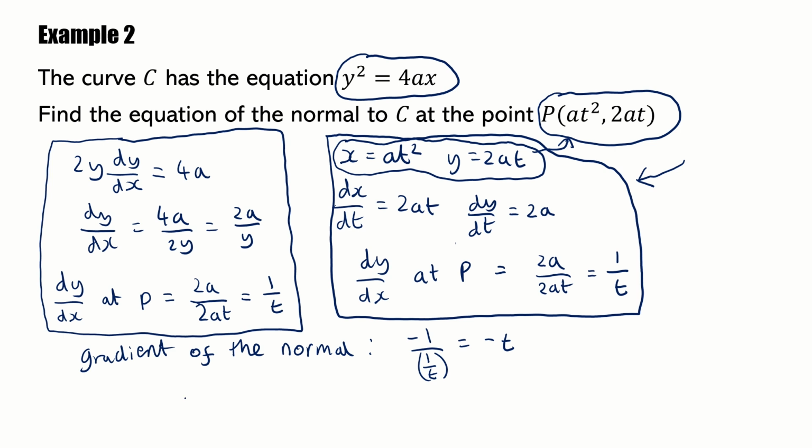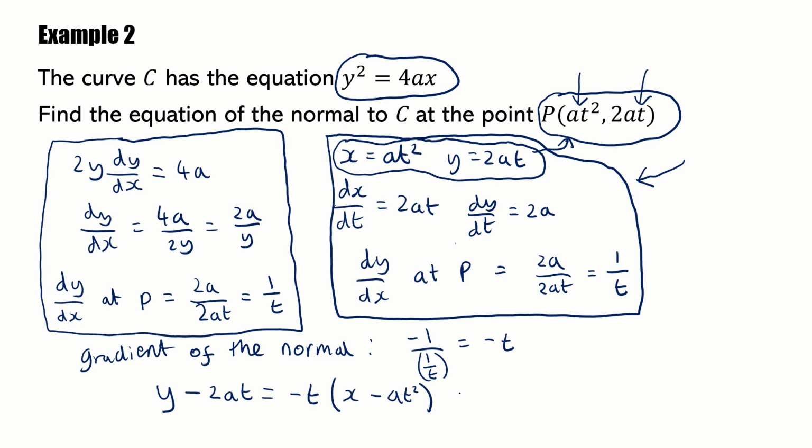So that would be minus 1 divided by 1 over t, and that's secretly just going to be minus t. So the equation of a line using y minus y1 is going to be y minus 2at, that's our y coordinate at our point P, equals our gradient of our normal, minus t, lots of x minus the x coordinate of our point, which was at squared. Again, that is already the equation of the normal.